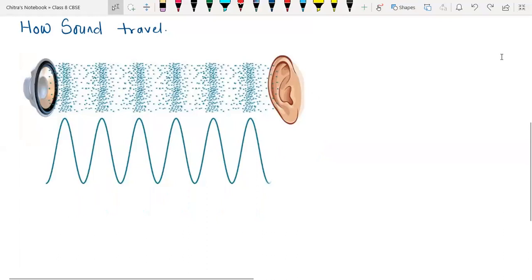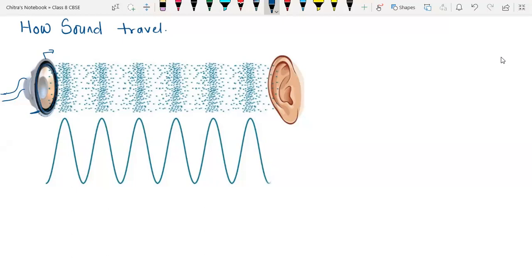Now we have to discuss how sound travels. Here we have a speaker which is connected with an electronic device which produces the sound, when we are playing some cassette, CD, or song, MP3, MP4. This speaker is the electronic device which converts electrical energy into sound energy that produces the sound. And see here, this is the membrane which vibrates about its mean position, back and forth, and ultimately it produces the sound.